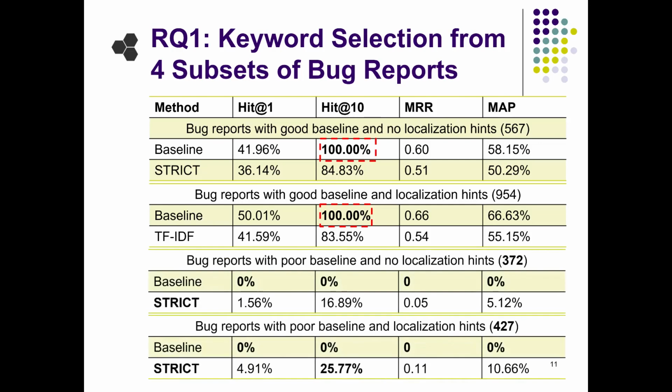But then we also found that for about 34% of the bug reports from our data set, the baseline queries are performing very poorly. For that 34% of the bug reports, the baseline queries were not able to return any relevant result within their top 10 positions. Which is kind of interesting, right? So that means the baseline queries are performing well mostly because of these 2/3 of the bug reports.